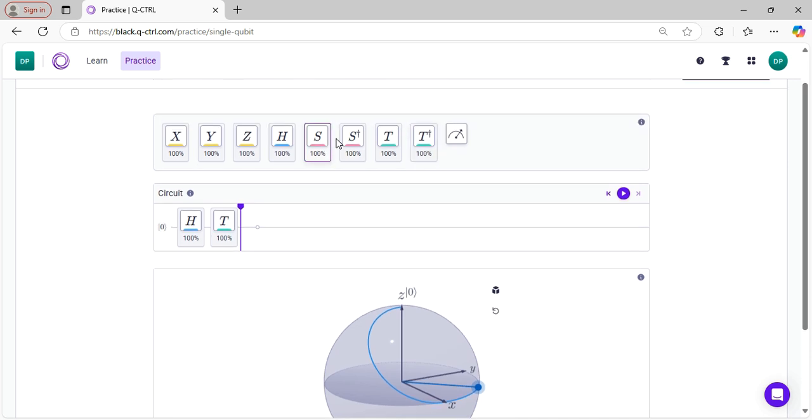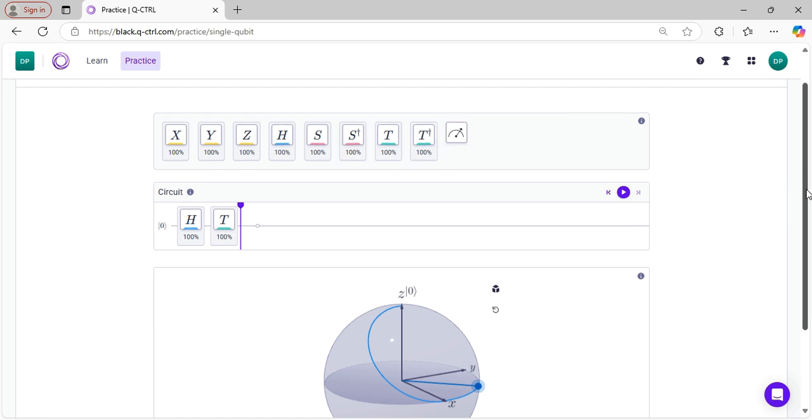My next video will probably be on the inverse S gate and the inverse T gate, and then the measurement gate. I'll talk about those 3 gates. But for now, this is good enough.